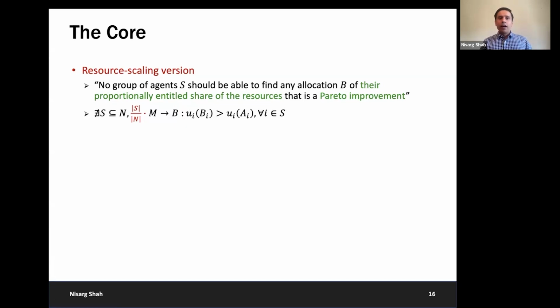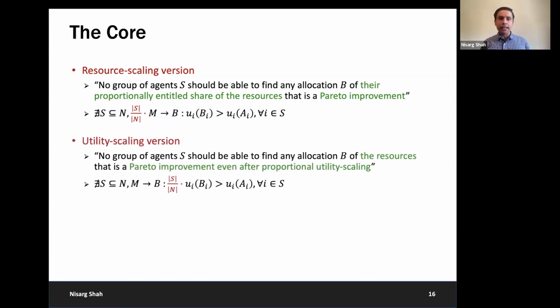Right? So I'm calling this a resource scaling version because you are taking these resources M and then you are scaling those resources down before allowing this group to redistribute them. There's a utility scaling version where what you do is just a slight change. You don't scale the resources. You let this group of agents take the set of all resources and allocate it amongst themselves however they want. Now, of course, this is too strong. We can't just let a small group of agents take all the resources and allocate it amongst themselves, because if you do that, of course, they would be able to find a Pareto improvement.